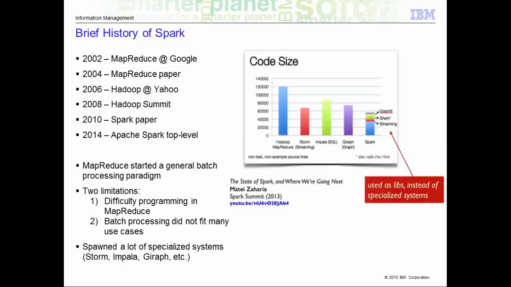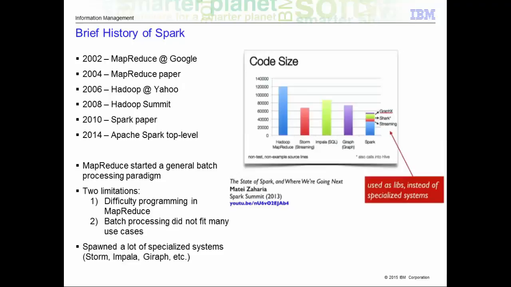MapReduce started off as a general batch processing system, but there are two major limitations: difficulty in programming directly in MapReduce, and batch jobs do not fit many use cases. So this spawns specialized systems to handle other use cases. When you try to combine these third-party systems in your application, there is a lot of overhead.